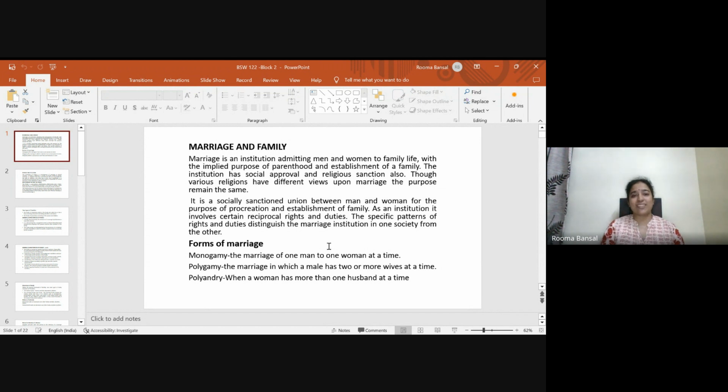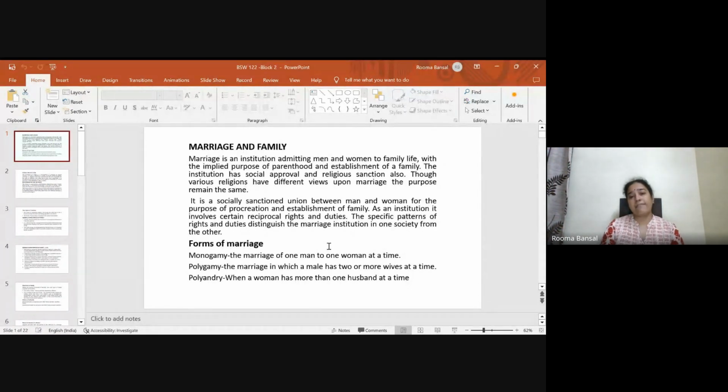As an institution, it involves certain reciprocal rights and duties. Reciprocal means two-way. The specific pattern of rights and duties distinguishes the marriage institution in one society from the other one. It means basically marriage is a sort of bonding which is created for parenthood and the starting of a family.